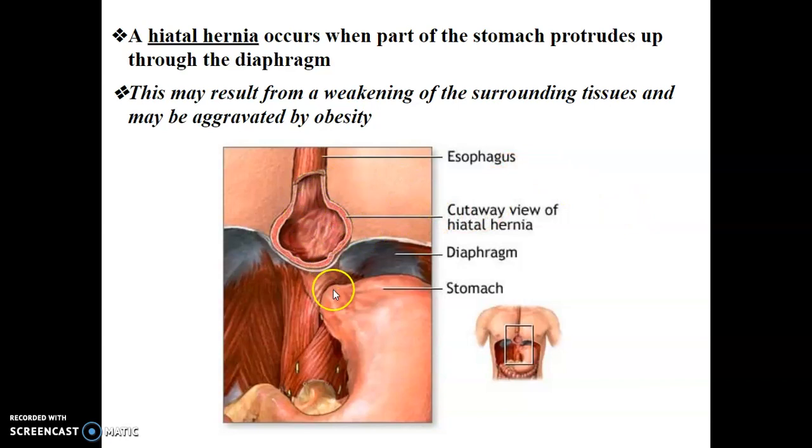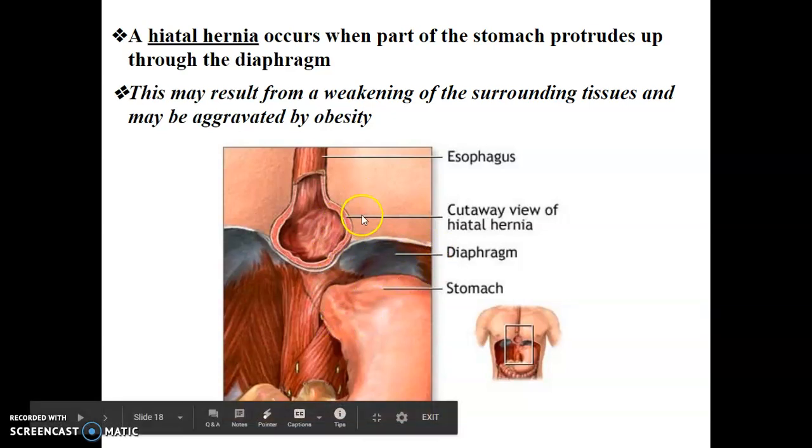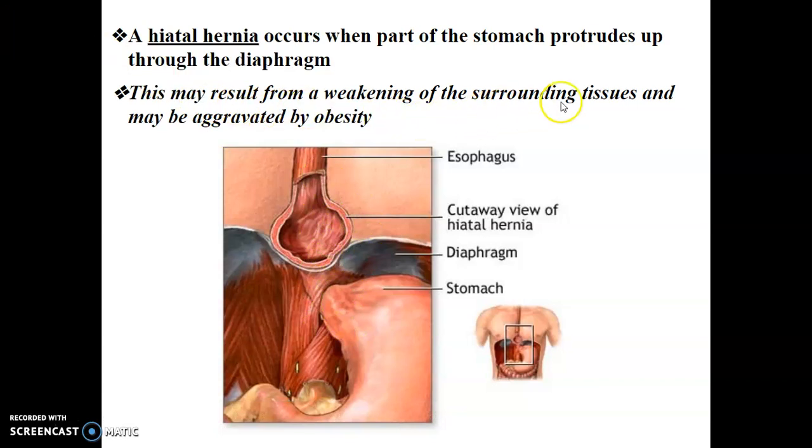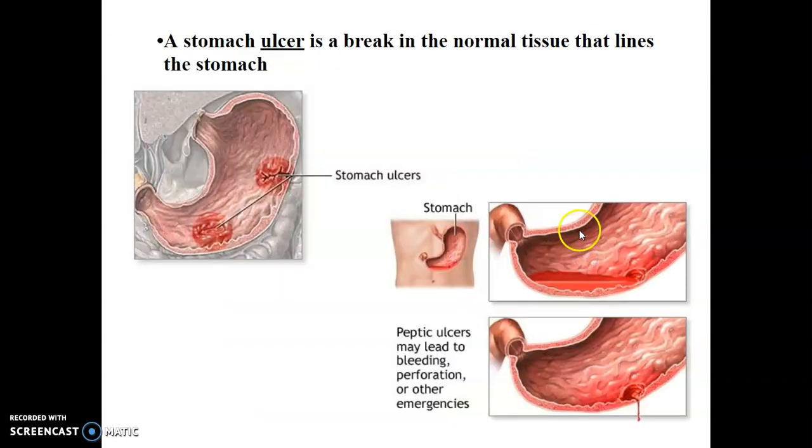Hernias will typically go back on their own when you just take a rest, leave things alone. Sometimes you have to watch your diet, and things that upset your stomach can make it worse and aggravate it. Obviously right here, resulting from weakening of surrounding tissue. Those tissues are weakened. There's nothing really causing it, but it can be aggravated by obesity. So you see hernias not always happening just to obese people, but more commonly in obese people.